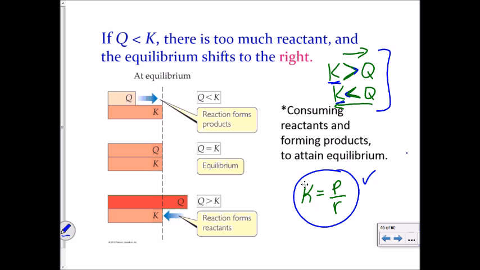So if K is greater than Q, we know that we're going to proceed towards the products. If K is less than Q, we're going to proceed toward the reactants. But that's the only way that we can use these as pretend arrows. If we write Q first, then that system doesn't work. Okay? So that's a helpful way, or if you want to just think about it in terms of generally products over reactants conceptually, that takes a moment to think through, but you'll get the right answer out of it as well.